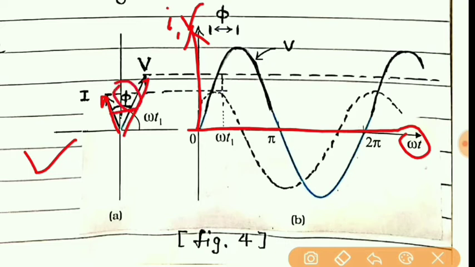According to the voltage equation of the source, it always starts from 0 and moves in this way with respect to omega t. But for the LCR circuit, we know that current will not start from the same point, because there is some phase angle between V and I. So here the current starts from this point.